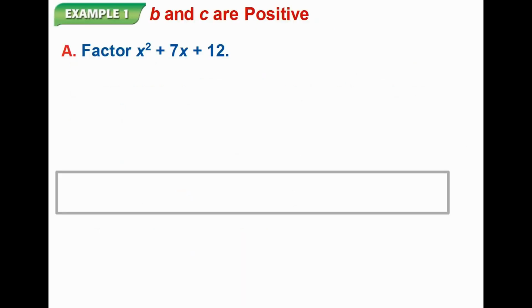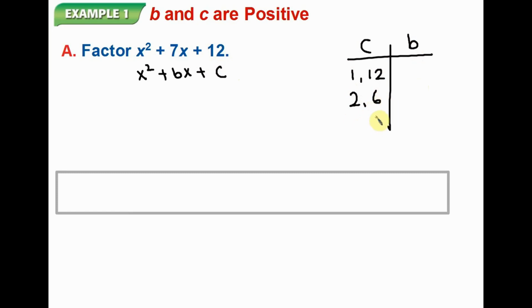The first example is when b and c are positive. Part A, factor the trinomial x squared plus 7x plus 12. This is following the form x squared plus bx plus c. If I had a chart, I'm looking for the two numbers that, when I multiply, I will get c, and when I add them, I will get the b value. In this case, I'm looking for the number 12. The first combination is 1 with 12, which makes 12 when I multiply them. 2 and 6 is another combination. The last one I can think of is 3 and 4.